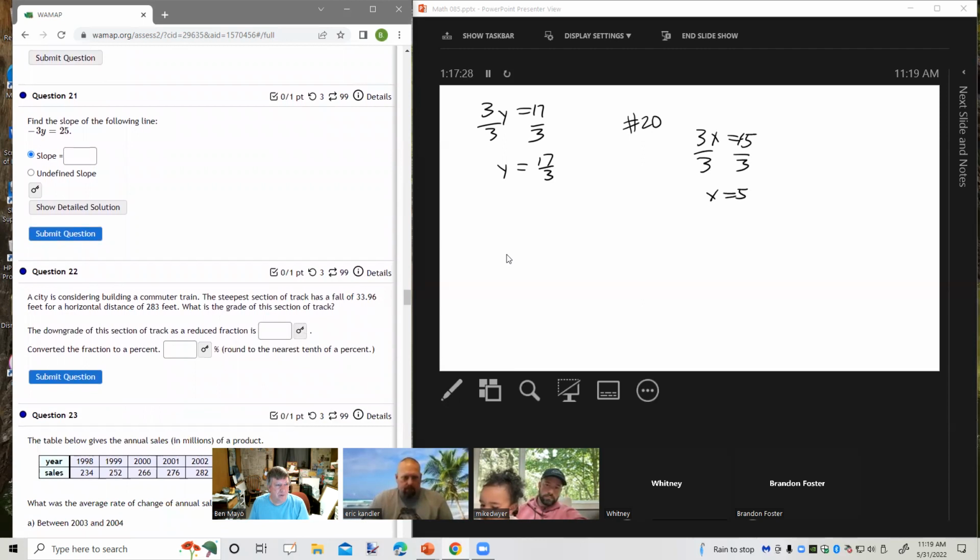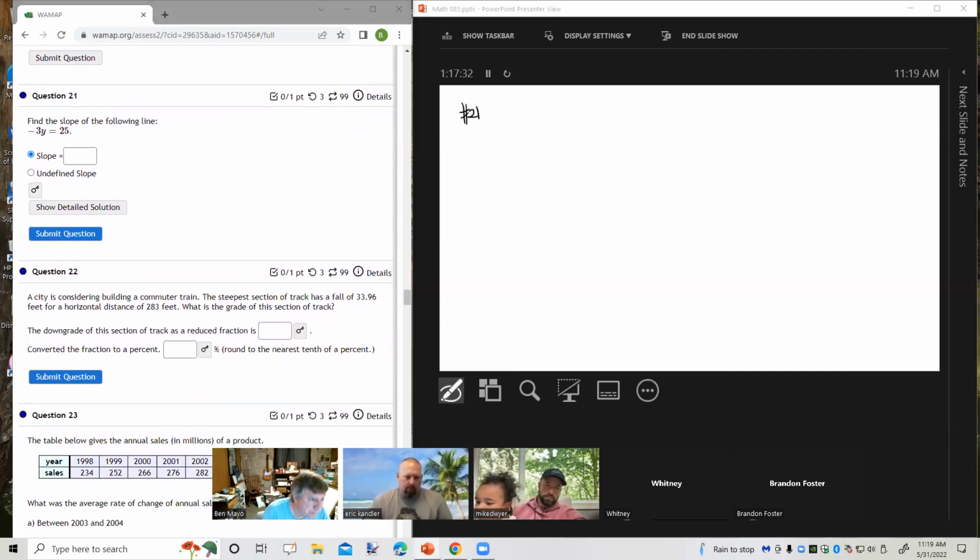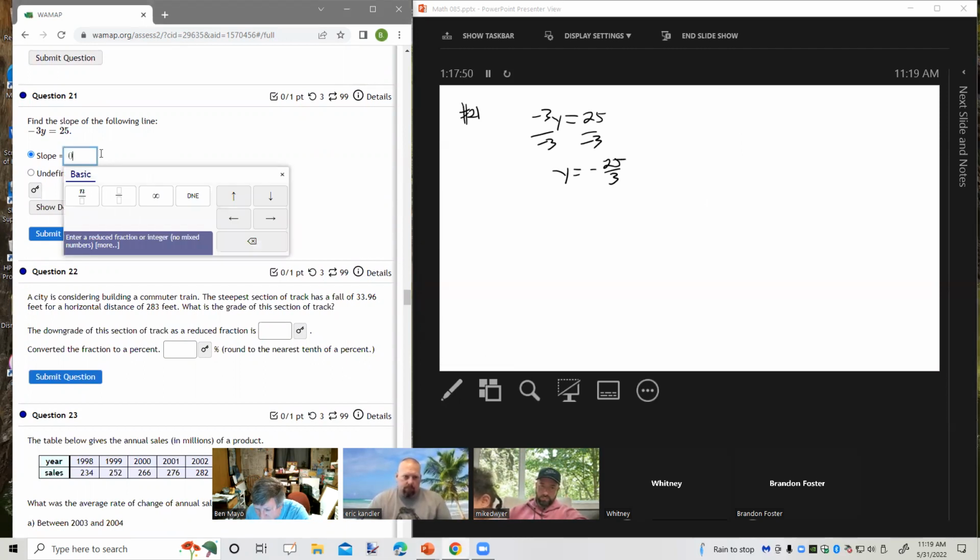Find the slope of the following line. Negative 3y equals 25. This is a linear equation in one variable. We get y equals negative 25/3. Y equals a constant is a horizontal line. The slope of a horizontal line is 0.